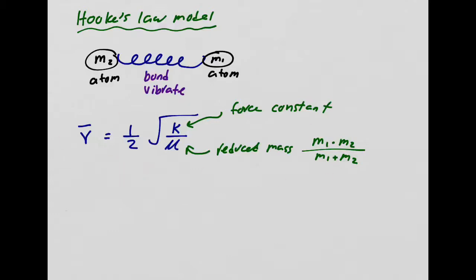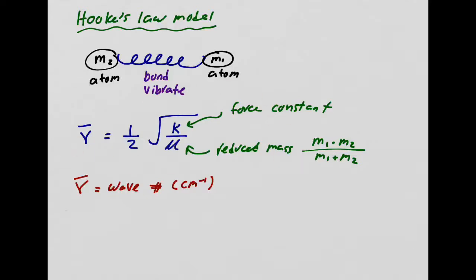Now, what do we get out of this is what matters the most. What do we get out of this? This is also called wave number. This is called wave number. And the unit is 1/centimeter. Okay?